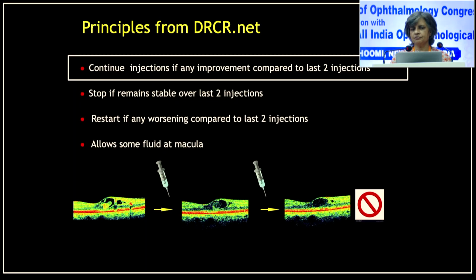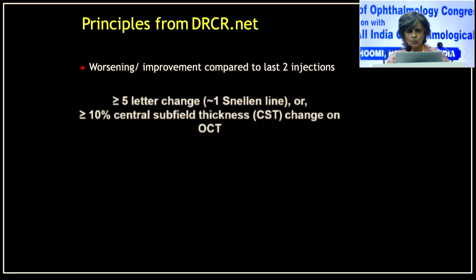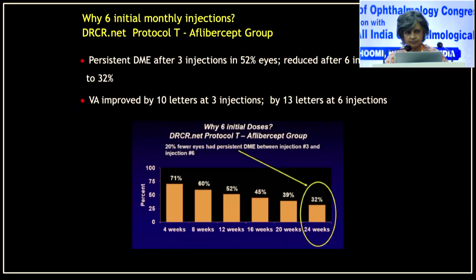Continue injections, even beyond 6 injections, if there is any improvement in the last 2 injections. And stop if it is stable, but restart as soon as you see worsening of edema or visual acuity. The mere presence of some fluid at macula is not an indication for treatment. When we say worsening or improvement, we mean a minimum 5-letter change or a 1 Snellen line visual change, or a minimum of 10% central subfoveal thickness change on OCT.